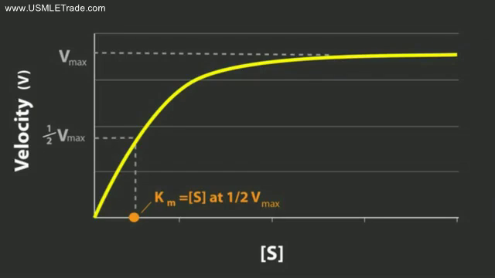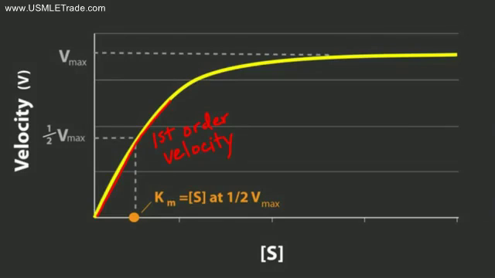So the first thing to notice is that down here, as the substrate concentration increases, the reaction velocity increases. More substrate leads to faster reactions. We call this first-order velocity, where the reaction velocity is directly proportional to the concentration of substrate. But as you continue to add more and more substrate, eventually you're going to saturate the enzyme, right?